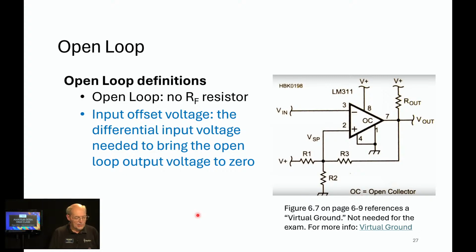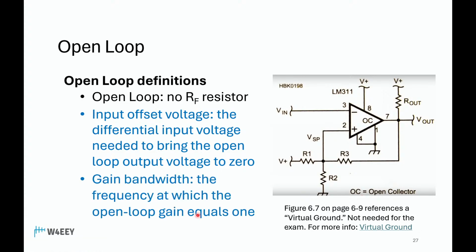Not needed, not required. Another concept, gain bandwidth. Now this is the frequency. Remember we saw that the ideal amplifier wouldn't change its gain with frequency, but with a real one, the gain tends to go down with increasing frequency. So gain bandwidth is the frequency at which the open loop gain equals 1. Normally op amps have a fairly high amount of gain, but if you keep raising the frequency, the gain is going to become less and less.